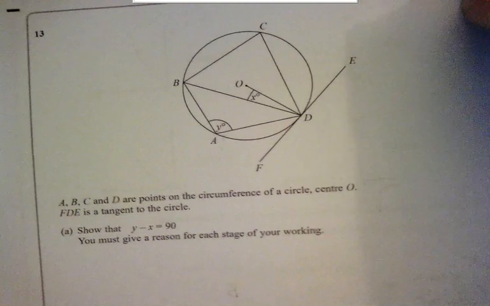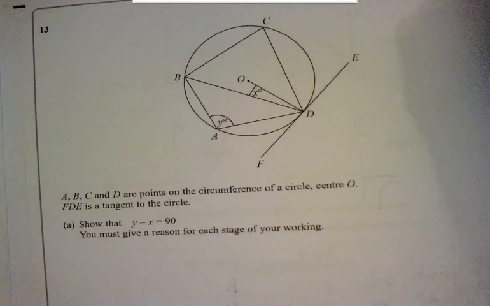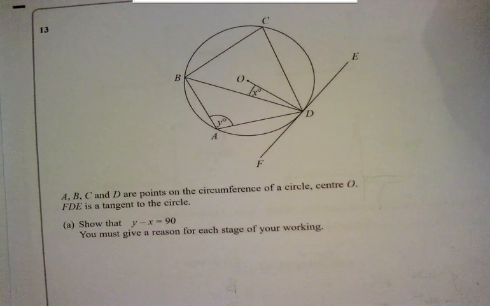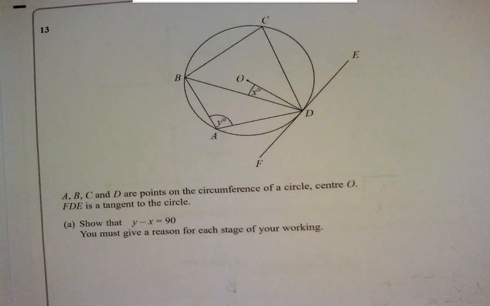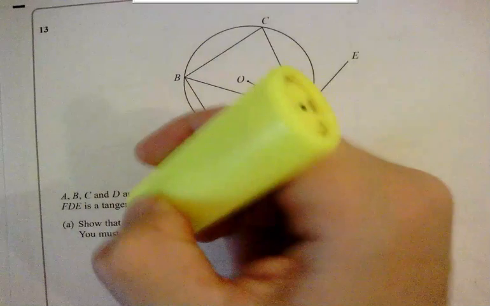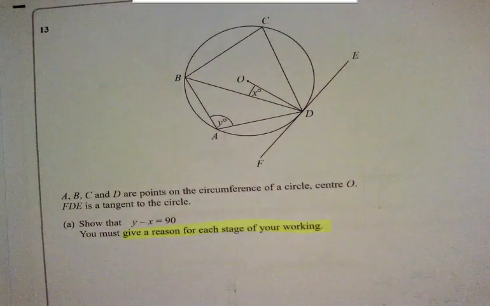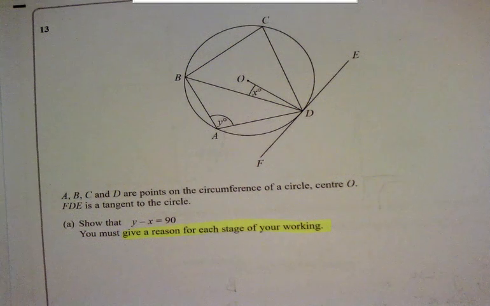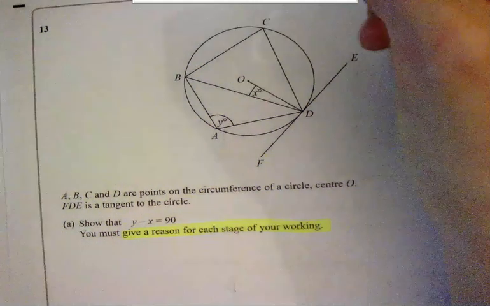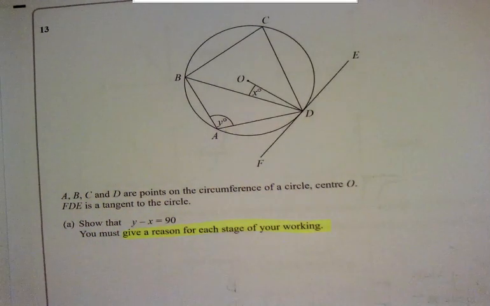Question 13. A, B, C and D are points on the circumference of a circle centre O. F, D, E is a tangent to the circle. Show that y minus x is equal to 90. Give a reason for each stage of your working. This is a circle theorem question, and I think we will actually need quite a few circle theorems for this. I am going to go through it, but this is something that we will cover around Christmas time. You'll learn circle theorems.